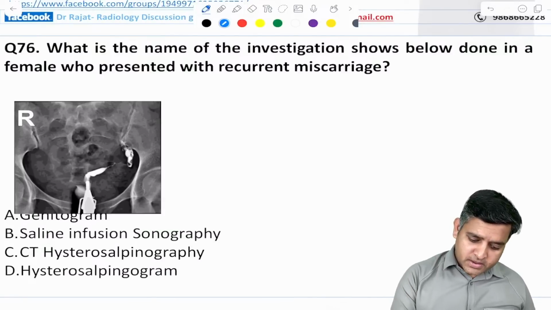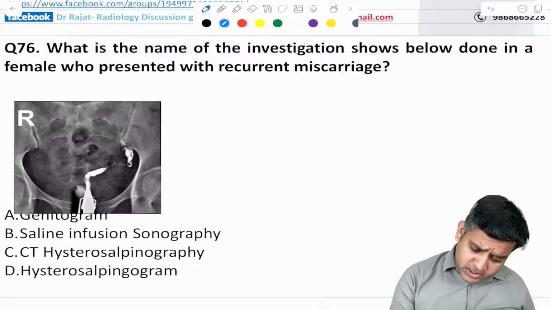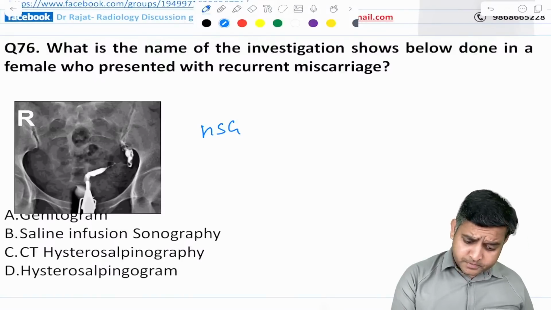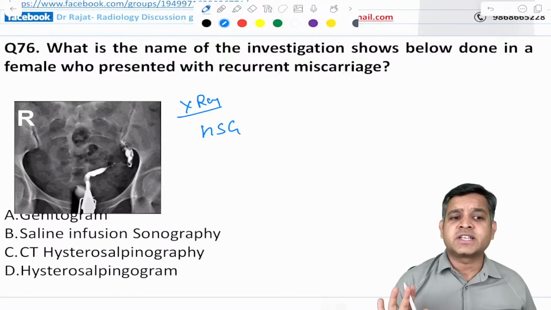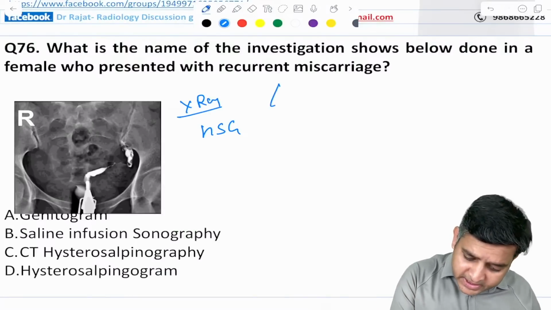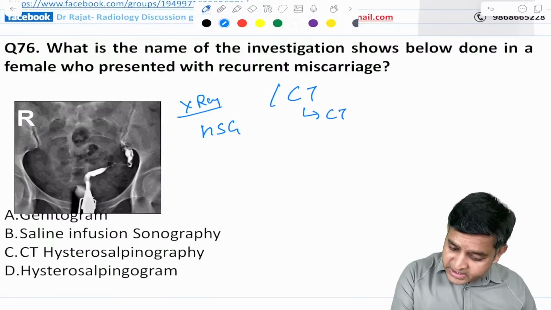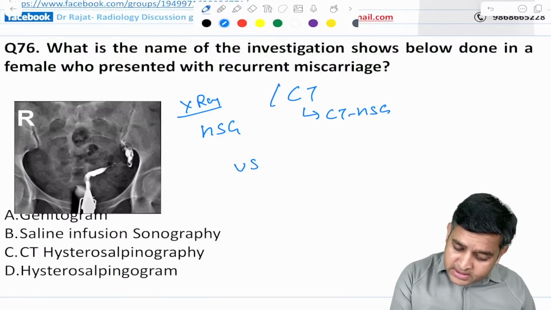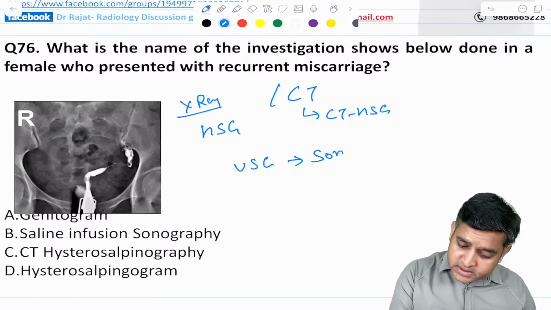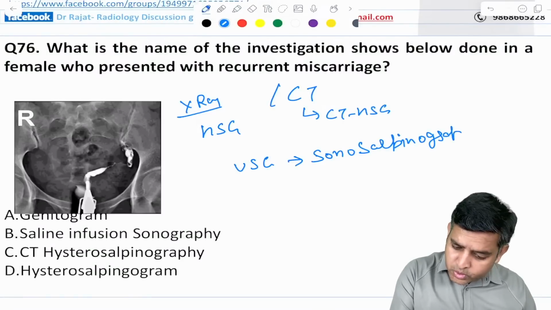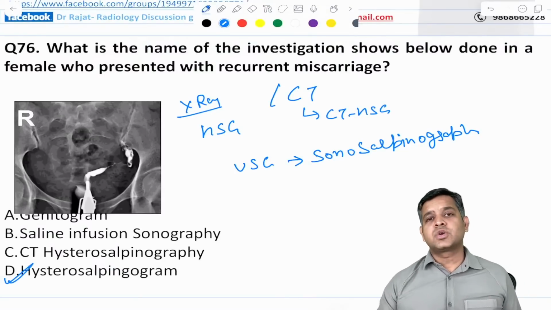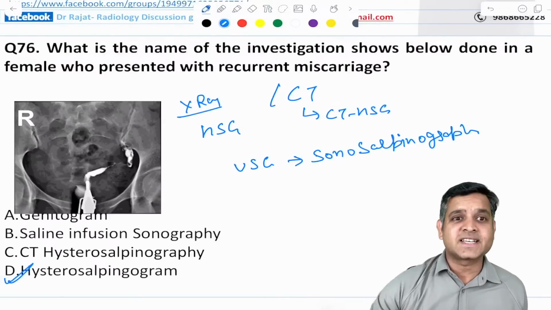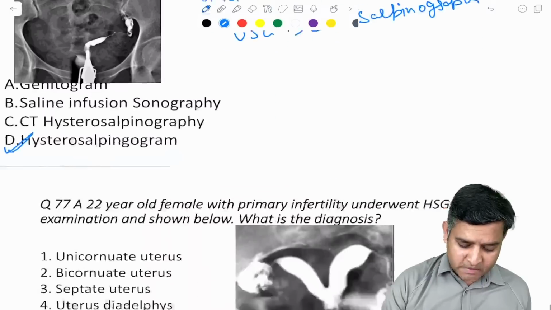So please remember, if you are seeing the uterus, it is HSG. If it's an X-ray background, then it's a conventional HSG. If it's a CT background, then it is CT HSG. If it's an ultrasound based procedure, then it is sonosalpingography. So what is this? This is nothing but the hysterosalpingogram, and a very, very classical image of a hysterosalpingogram.